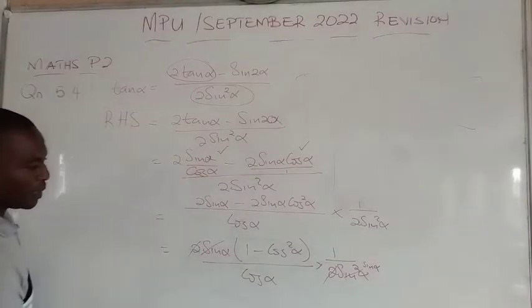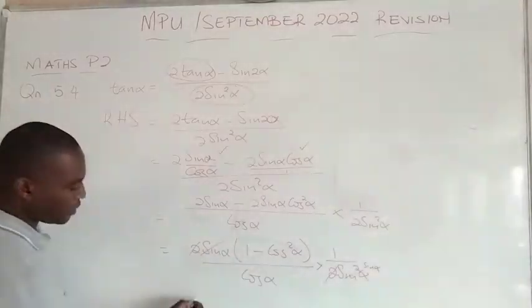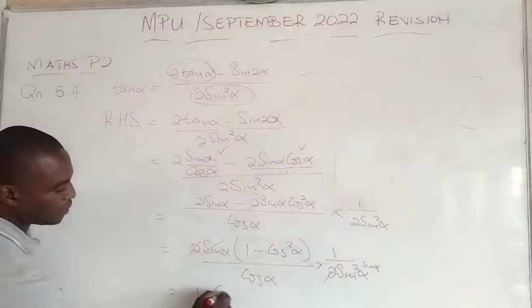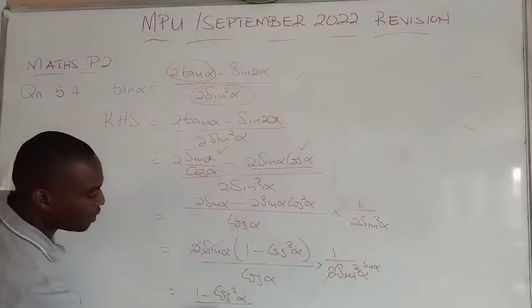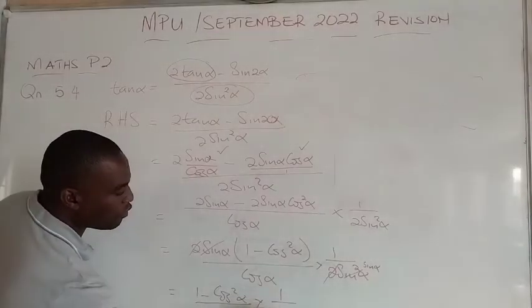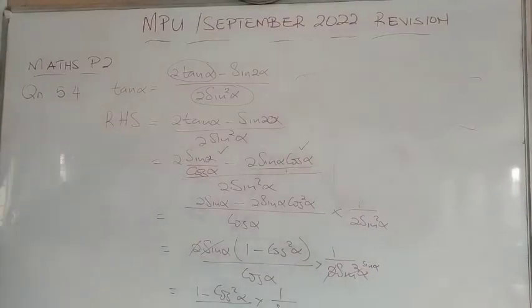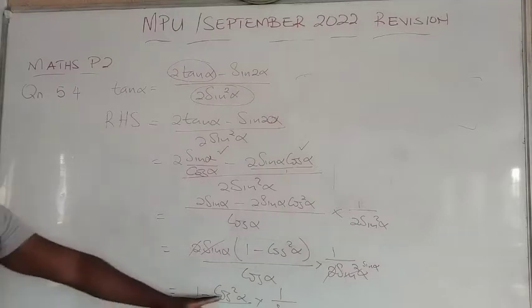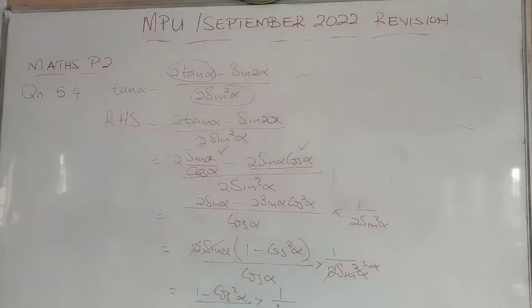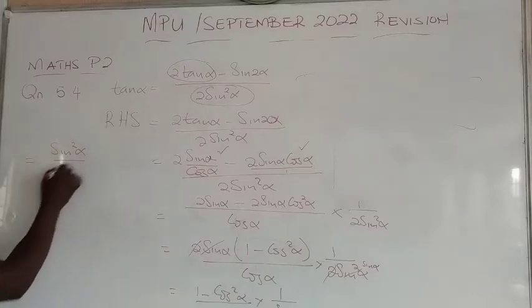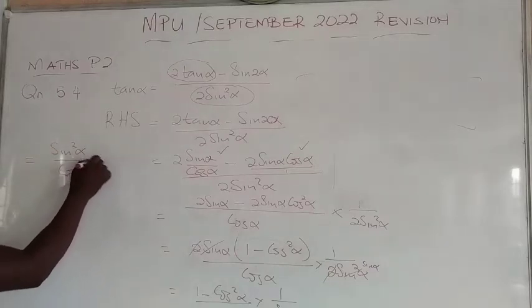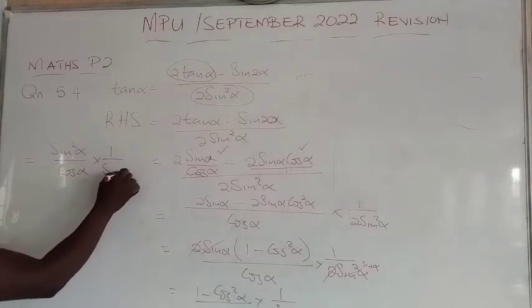So what we are having now, 1 minus cos squared alpha divided by cos alpha times 1 over sine alpha. So we can see that 1 minus cos squared alpha can be written as sine squared alpha. So allow me to come to this side. So we are saying this is now sine squared alpha over cos alpha times 1 over sine alpha.